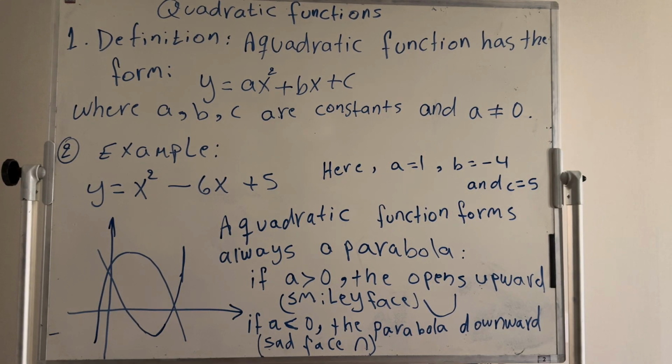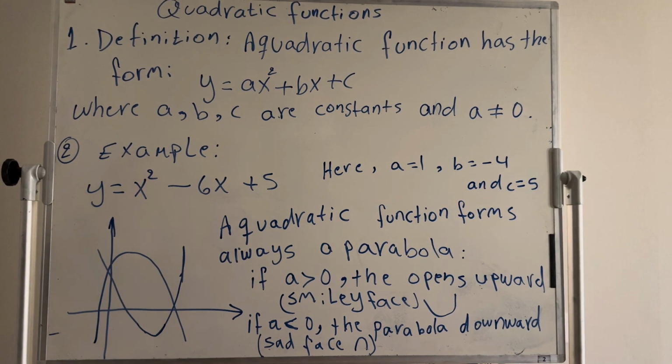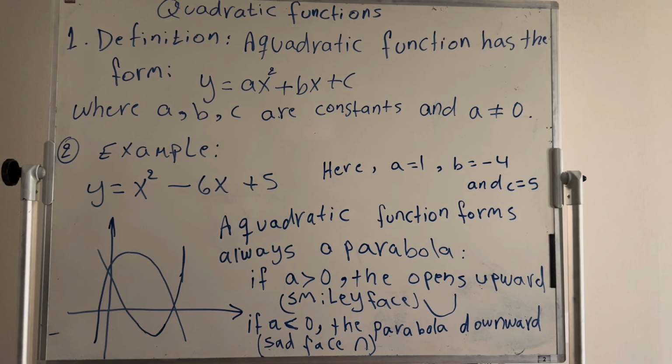Quadratic functions always form a parabola. If a is bigger than 0, the parabola opens upward, a smile face, and we will get a minimum value. If a is smaller than 0, the parabola opens downward, and we get a sad face here. Smile face, minimum value; sad face, maximum value.